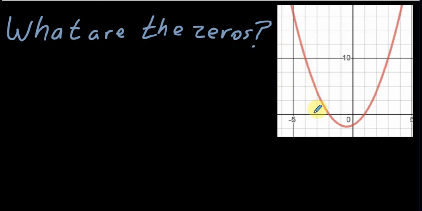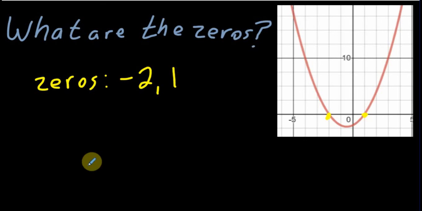Well, let's see where it hits the x-axis. Here's my x-axis. Looks like it's going to hit right here and right here. So the zeros are at -2 and 1. That's it. Zeros, x-intercepts, solutions, roots. Where does the graph cross the x-axis? Basically, you're looking for the x-intercept.